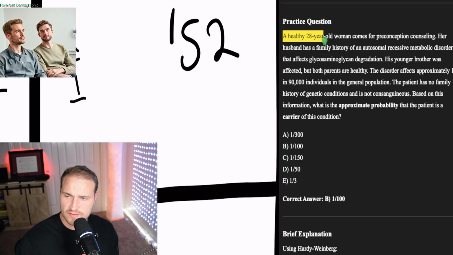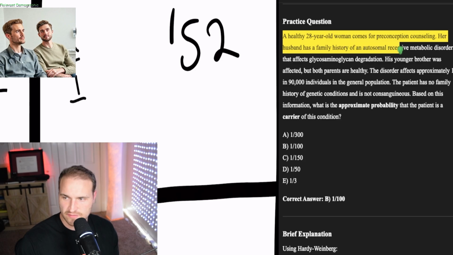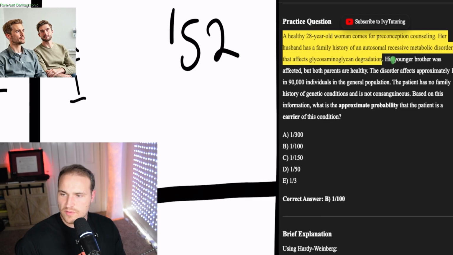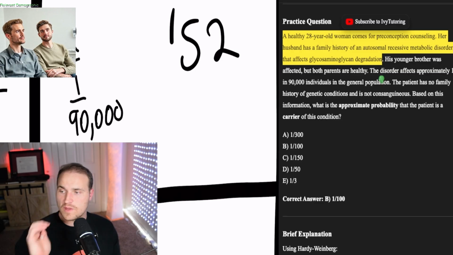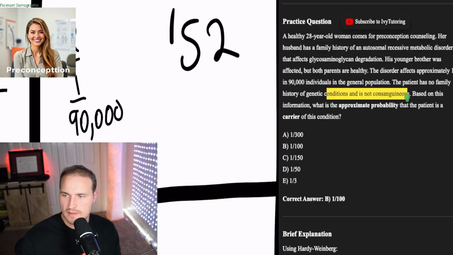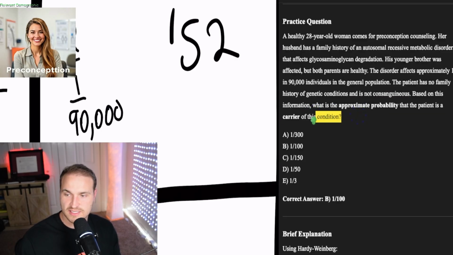In our next question, a healthy 28-year-old woman comes for preconception counseling. Her husband has a family history of autosomal recessive metabolic disorder that affects glycogen degradation. His younger brother was affected, but both parents are healthy. The disorder affects 1 out of every 90,000 individuals in the general population. The patient has no family history of genetic conditions and is not consanguineous. Based on this information, what's the approximate probability that the patient is a carrier?